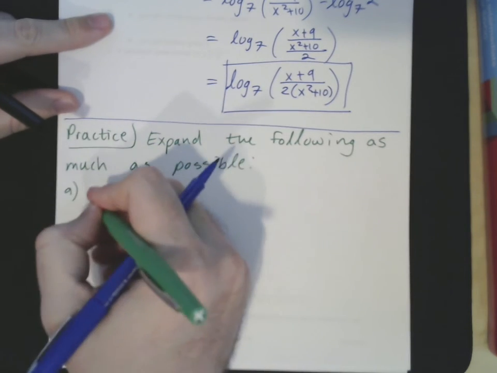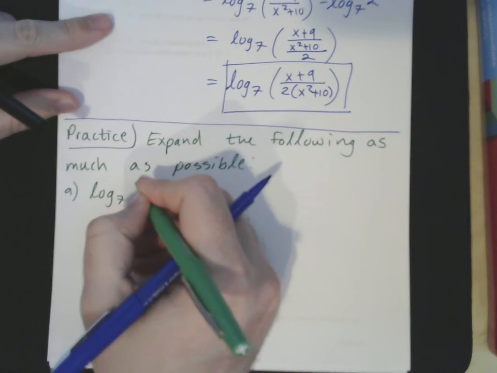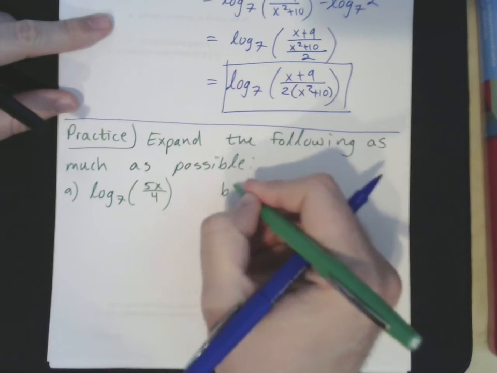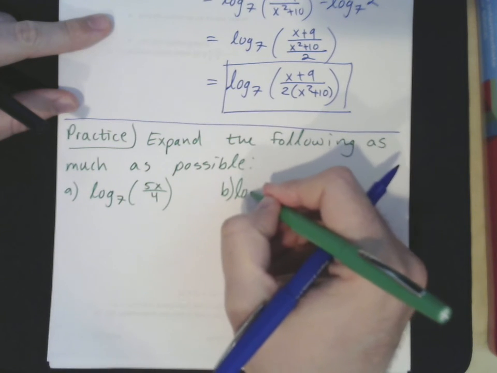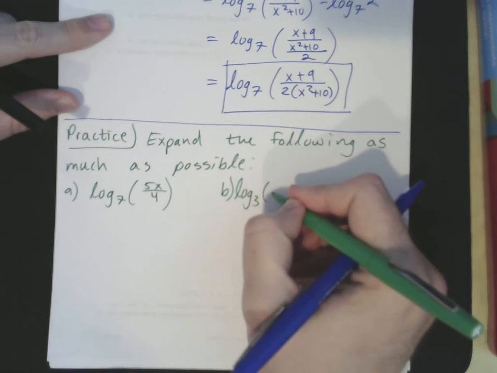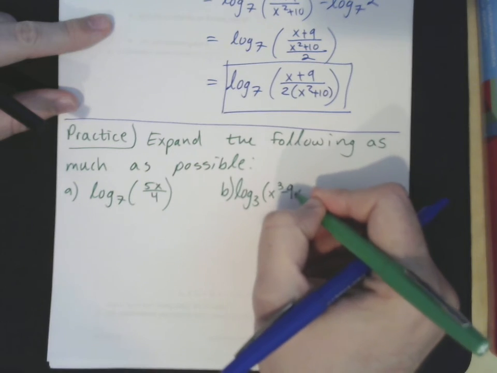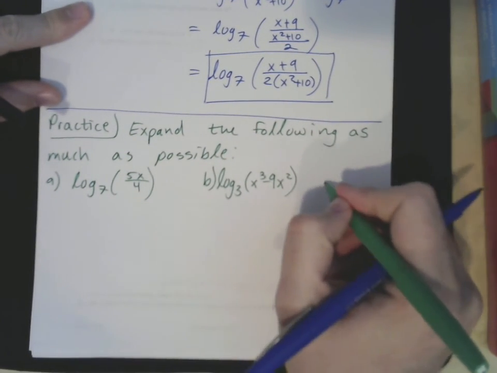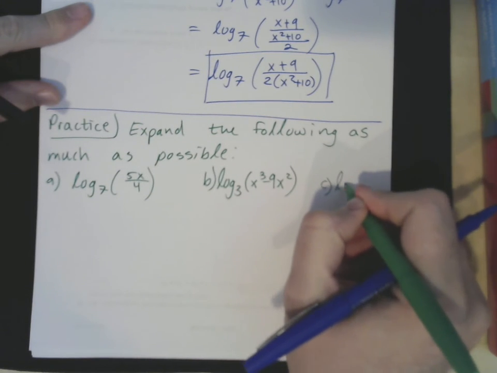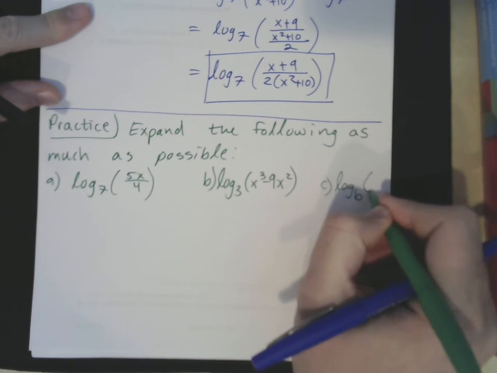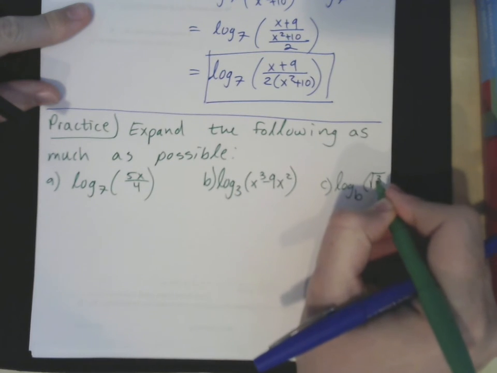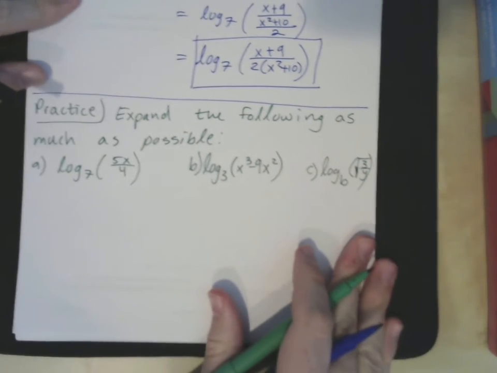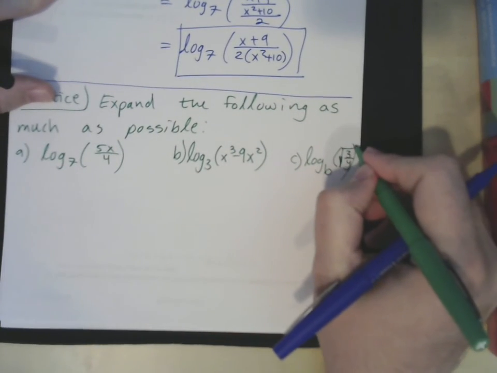So in A, we have log base 7 of 5x over 4. In B, we have log base 3 of x cubed minus 9x squared. And then C will be log base b of the square root of 3 over y. Oh, parentheses. A little crazy there.